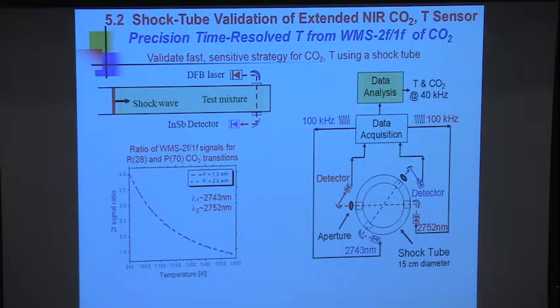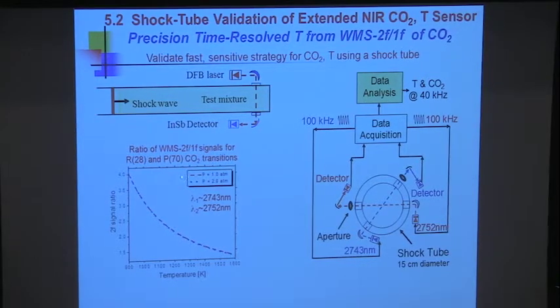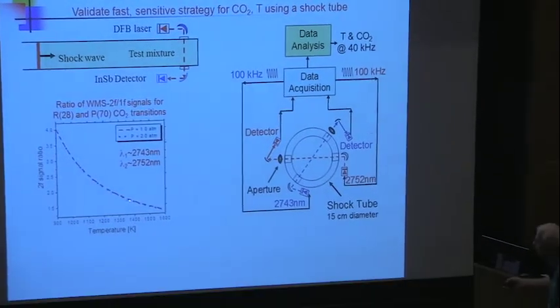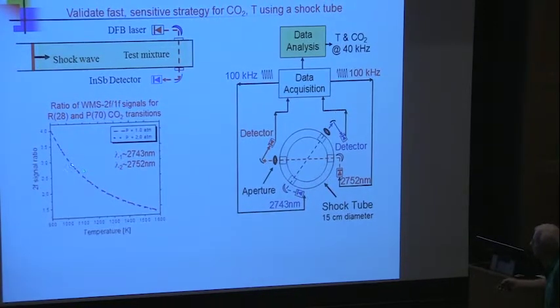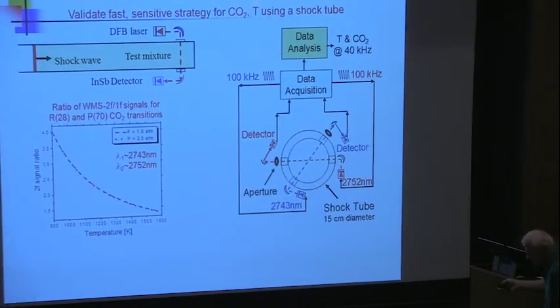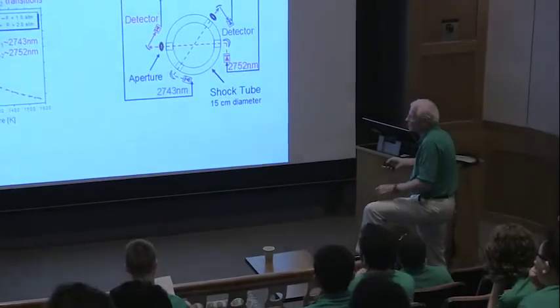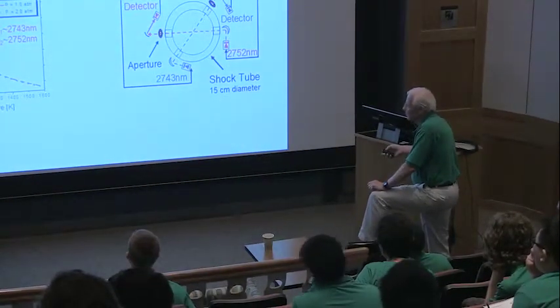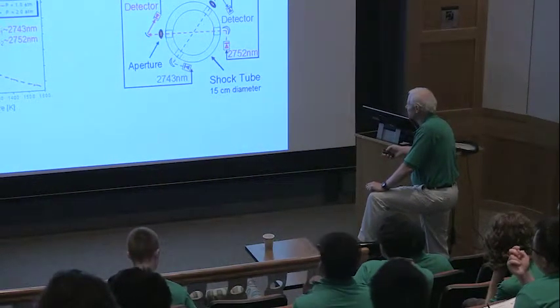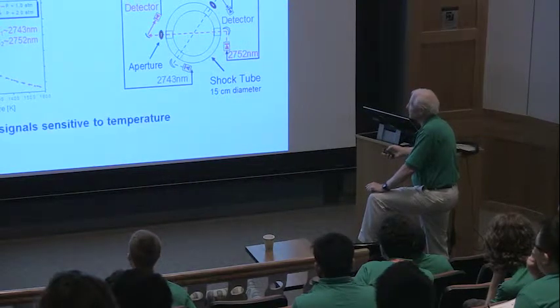Now you might say, well, how good is your choice of lines? Here's the 2F ratio as a function of temperature for these two lines, at two different pressures, so it's kind of independent of pressure. And what you want is the steepest slope you can get, so that you get the maximum change in the ratio per unit change in temperature. So it's been optimized.